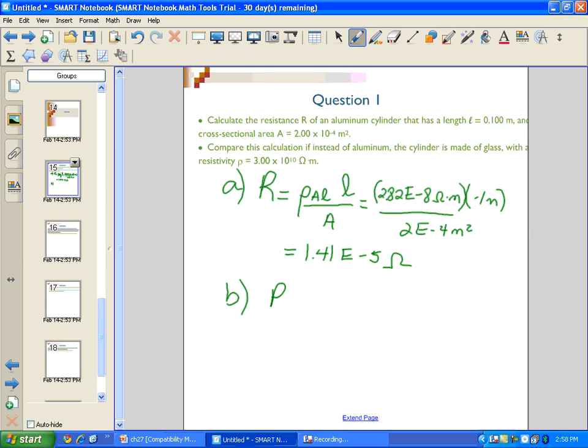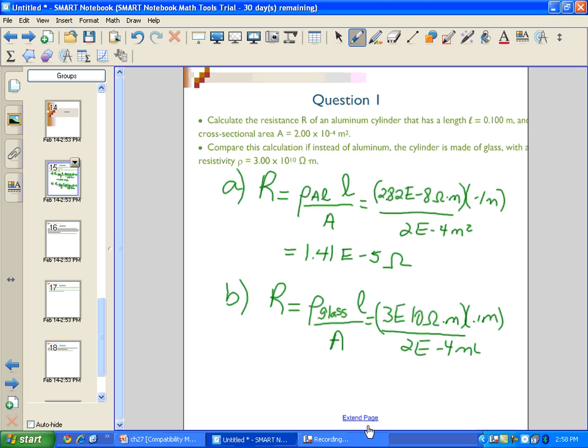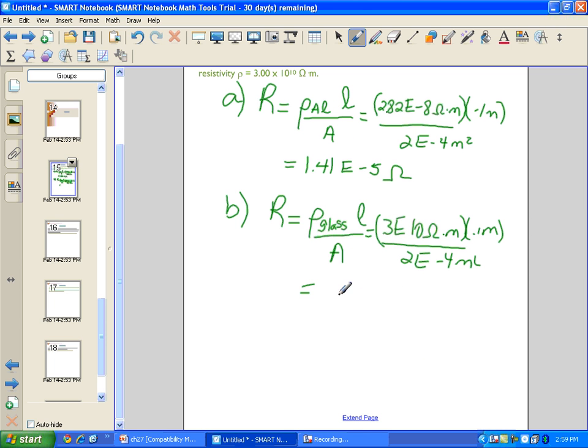If we now calculate the resistance for the same dimensions of length and area, but this time for glass, we find once we plug in our numbers that the resistivity is very much higher. In fact, 18 orders of magnitude higher. It's 3 e to the 10 ohm meters times 0.1 meter of length divided by 2 e to the minus 4 meters squared. And we get a value of 1.5 e to the 13 ohms. You can see the resistance is much higher: 13 plus 5, again 18 orders of magnitude higher.